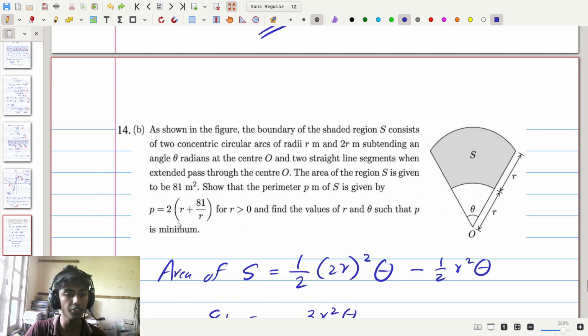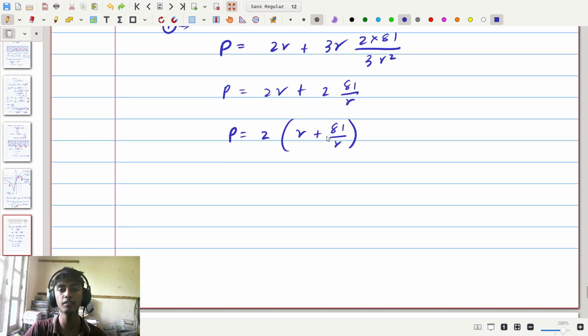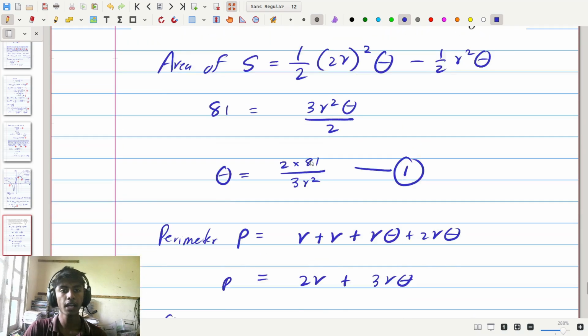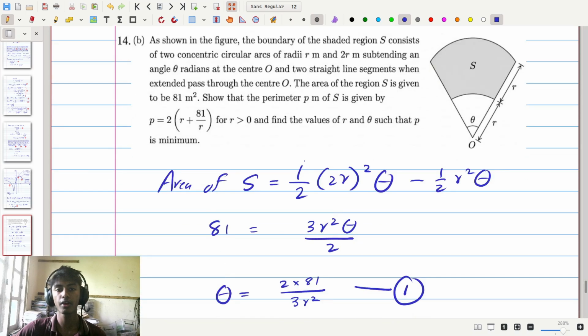So now finally we can say this is valid for r greater than 0, and then we can end this right here. So we can write P equals 2 times r plus 81 divided by r for r greater than 0, and finish with the first part of the question. Now moving on to the second part, it says find the values of r and theta such that P is minimum.